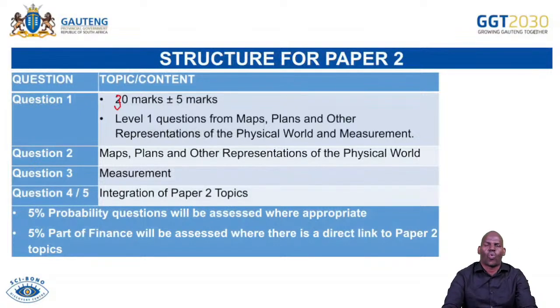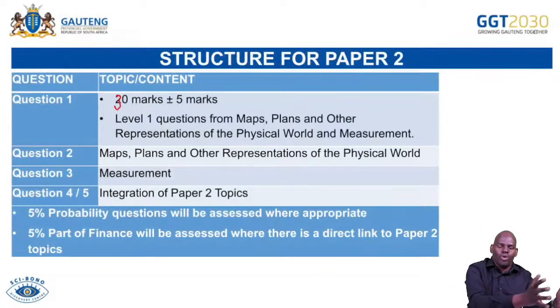And then, of course, question 2, maps and plans. Boys and girls, we know that maps and plans consist of very easy questions. That is where you're supposed to score marks as well. Very, very important. Question 3 consists of measurement. We know that most of you find measurement a little bit challenging, but whatever is challenging, there's always somewhere where you can score marks.